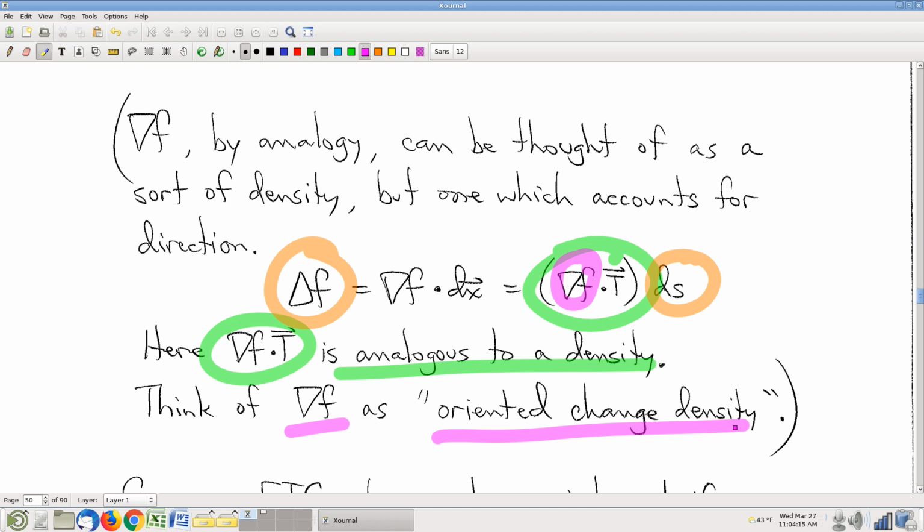It's almost telling you change density, but with this additional aspect that has to be dotted with the T vector. So anyway, I'm going to use this term oriented change density later on. This again is just a little bit of foreshadowing, but I did want to close the loop on the pattern that we were extending to the fundamental theorem of calculus. That yes, there is kind of a density point of view here. We'll come back to this later.